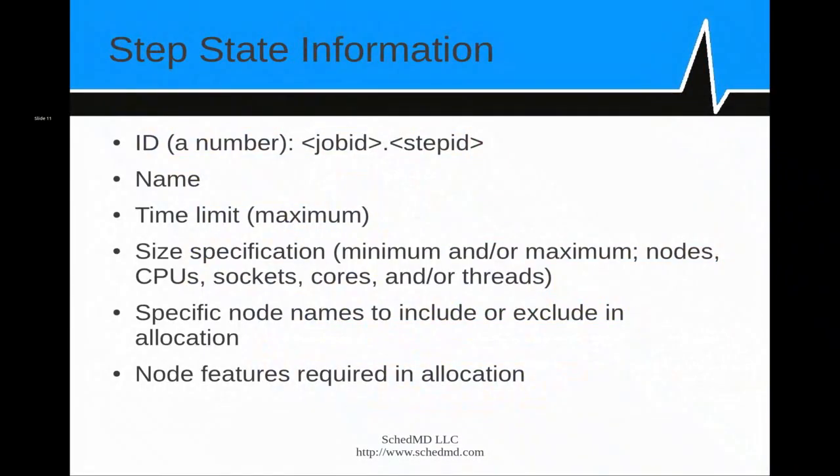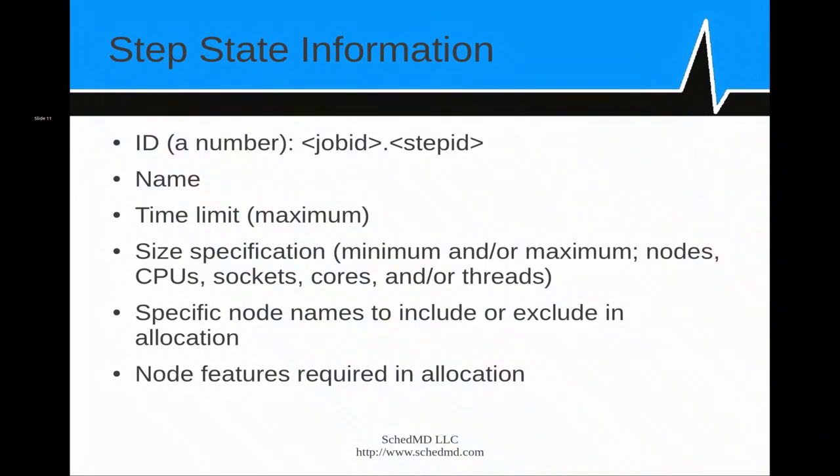For steps, you've got an ID number. That's expressed as the job ID number, a period, and the step ID number, starting with 0 on the step ID and monotonically increasing. Name, time limit, size specifications, very similar to that for a job. And again, you can specify the nodes to include or exclude from your allocation and node features.